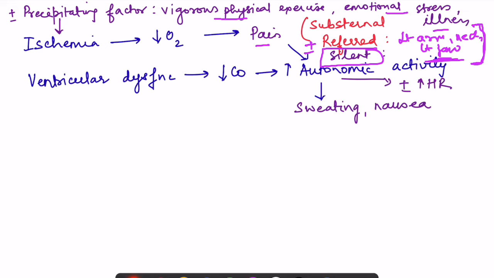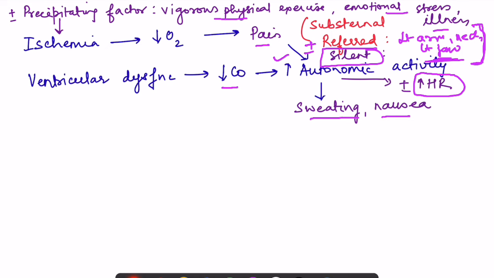Then because of the ventricular dysfunction, there will be decrease in the cardiac output, and hence there is increase in the autonomic activity. This increase in autonomic activity causes increased sweating, nausea, and there may or may not be tachycardia. Increase in the heart rate can occur. In fact, presence of substernal deep crushing pain along with diaphoresis, that is, along with excessive sweating, is highly suggestive of myocardial infarction.